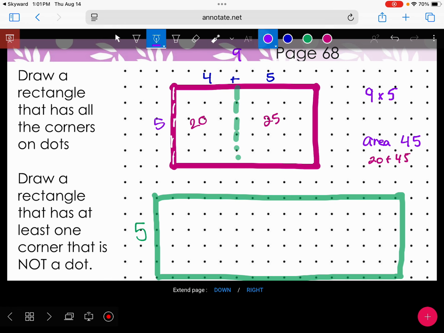So when you said draw one that's not a dot on the corner, what did you mean by that? I'm in between 2 dots right here. Oh. Okay. Yeah, I was just not. I can do it with a skinnier pen, if that helps. Mm-hmm. I feel like, yeah, that's not a bad idea.